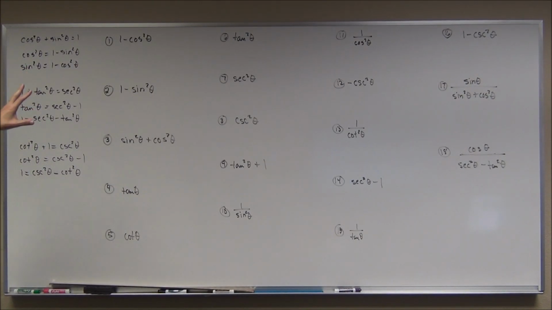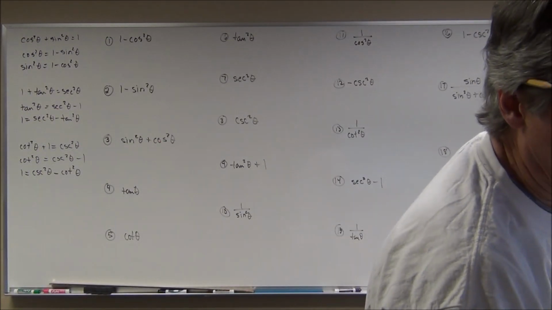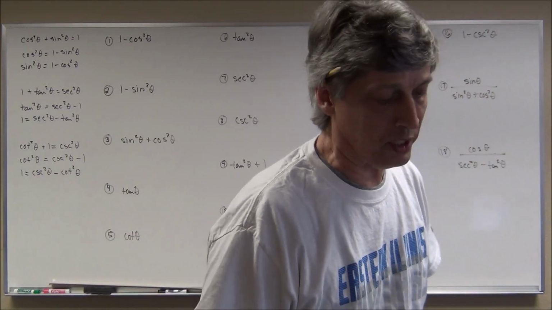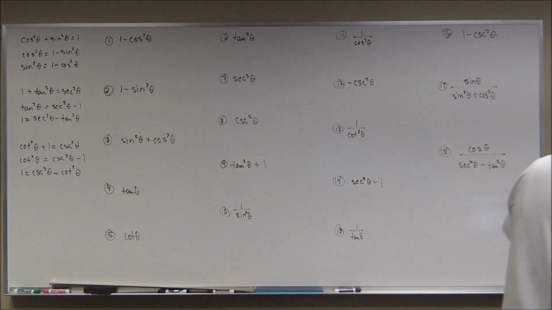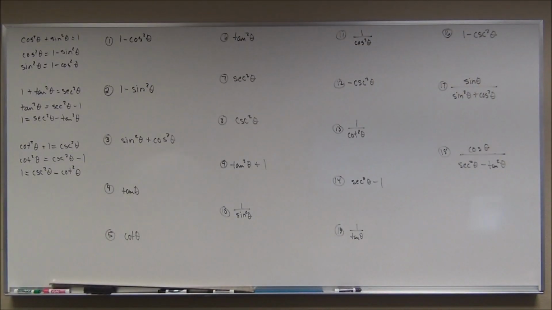And then we're going to use these along with the reciprocal and the quotient identities to rewrite each one of these. The directions say, use the Pythagorean identities and definitions of trig functions to substitute in an equivalent expression for each. So they want an equivalent expression for each one of these. So I'm going to try to make sure I match up with your instructor here.